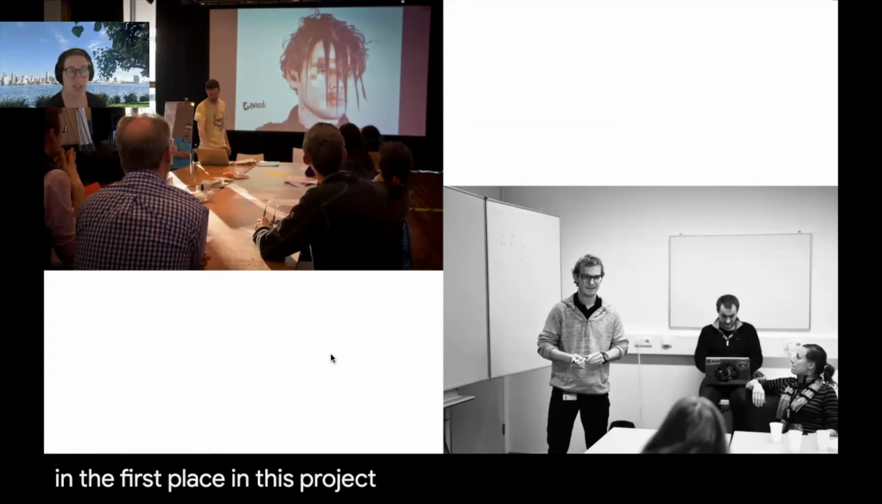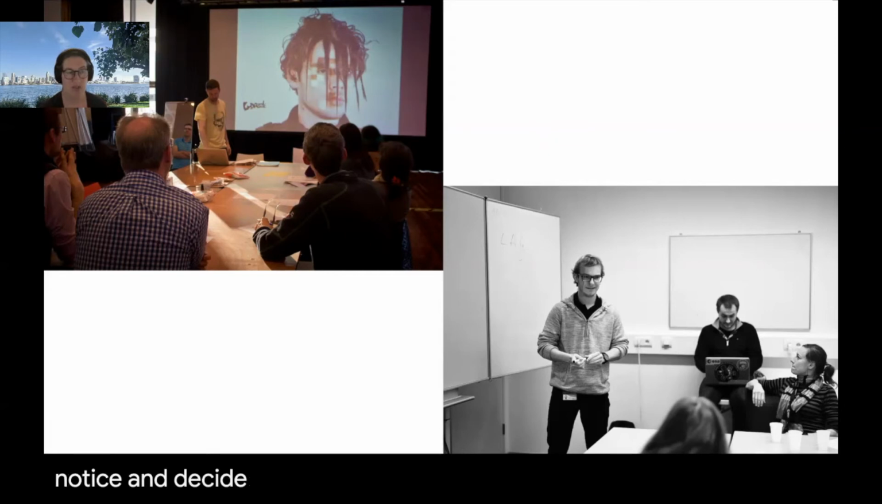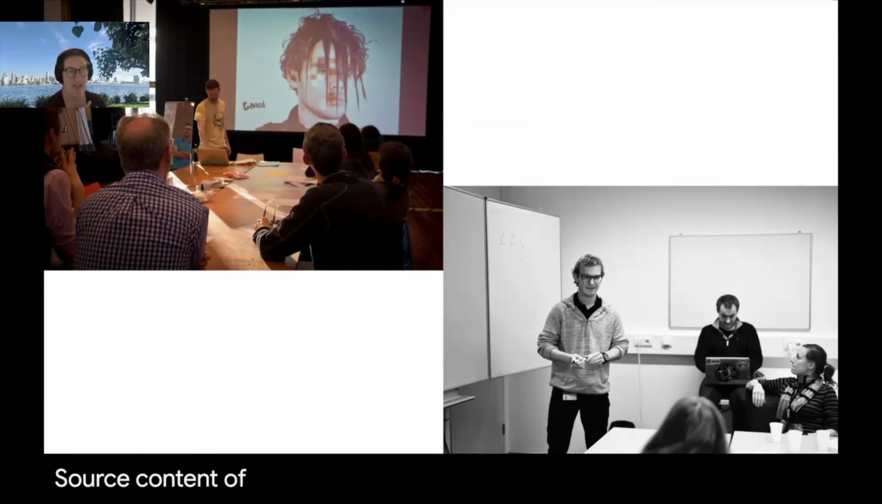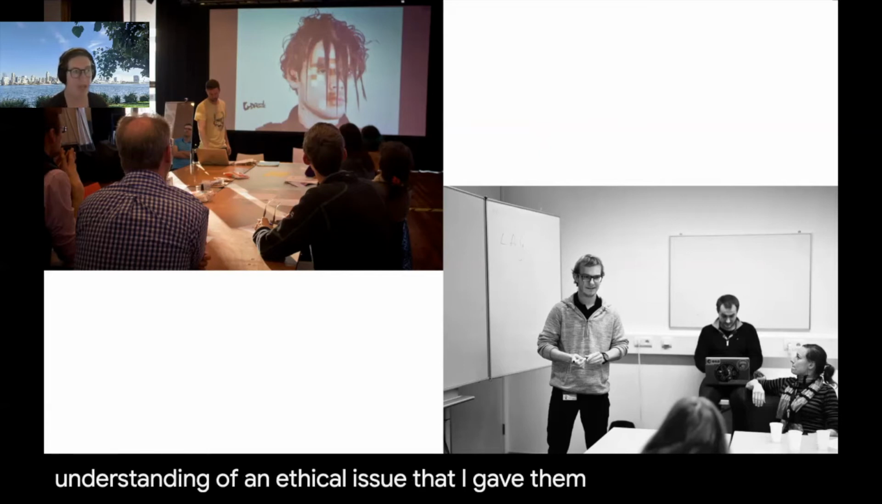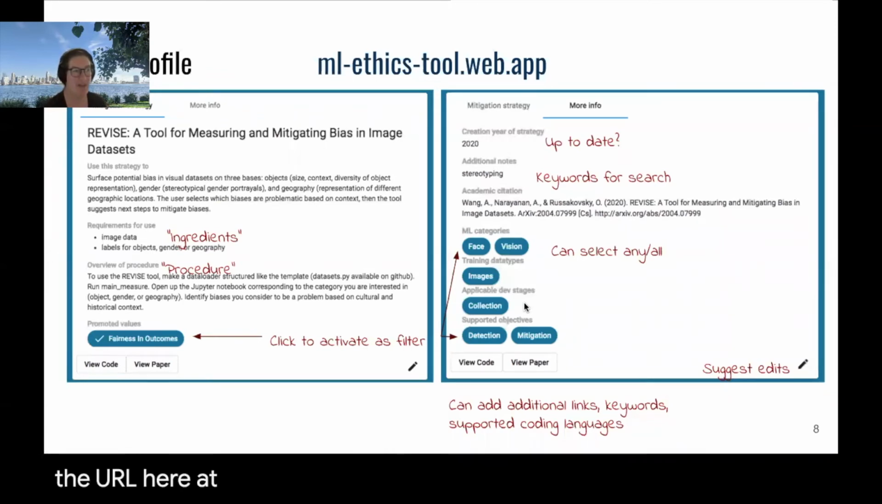In this project, I used value-sensitive design to design up, to empower engineers to understand the ethical problems they notice and decide what to do. I asked them to think aloud while building an understanding of their problem, so I could understand the format, source, content of information that they sought to build their understanding of an ethical issue that I gave them. You can see the current version of the design object at the URL here at the top.